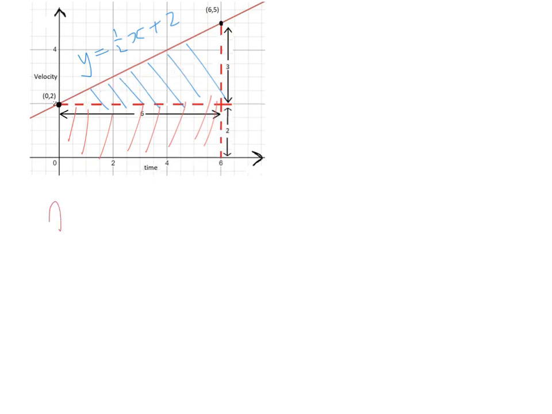So we'll say that the area of a rectangle, we know, is length times width. Now we can write this down here. Our width is 6, it is 6 seconds, because that's how long it takes to go from there to there. And we're going to multiply that by 2, because that's how high it is. It is 2 meters per second to get there. Then our next step, 6 times 2 is 12, seconds meters per second.